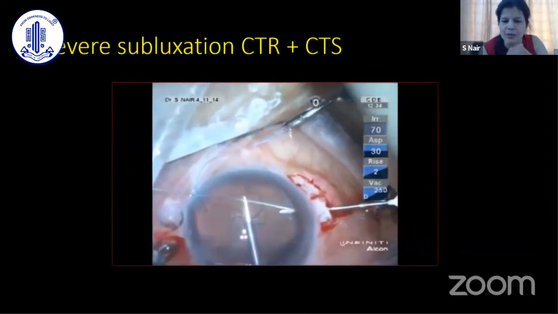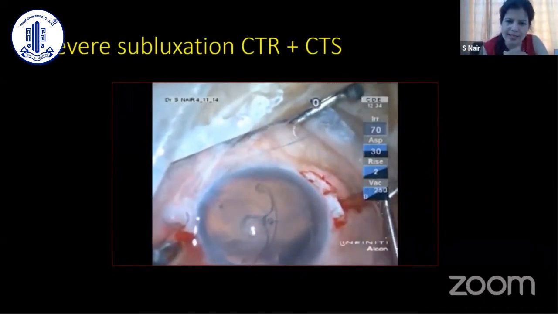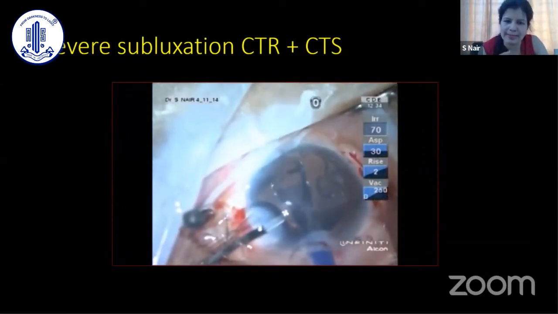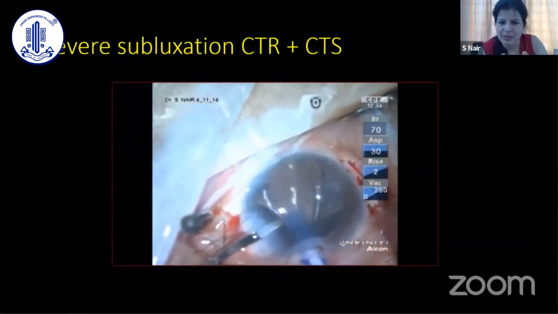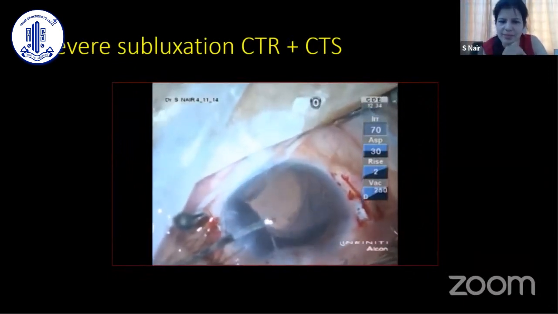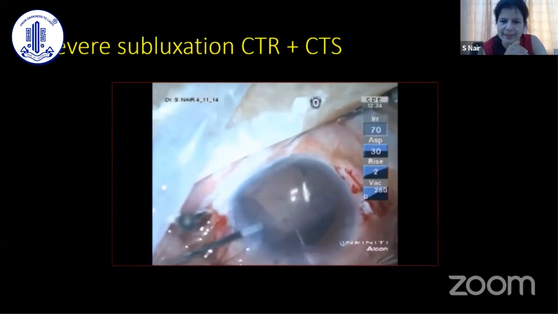You can see the railroading of the Prolene through the scleral tunnel. And once the sutures are brought out, they are buried inside the scleral tunnel. Now, this has caused the capsule to shift towards the CTS placement. And you can see that the IOL is kept in the bag.